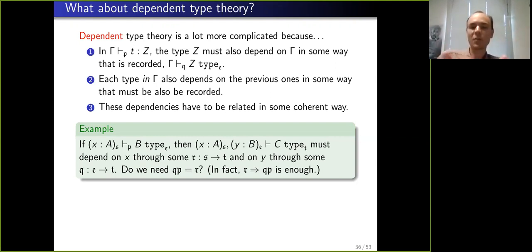So as an example, where I just have two types in the context, if B depends on A through some morphism P, and then C depends on A and B, it has to depend on them both through some different morphisms because they live in different modes, some R and some Q. And then there has to be some relationship between these three morphisms. Maybe the composite of these two equals the third one. As we'll see, it actually turns out that it's enough to have a two-cell in one direction, but it's not obvious that that's the direction you want or that a two-cell is enough. And if you start talking about contexts with many different morphisms in them, it's not necessarily clear how to generalize this. So that's the reason dependent type theory is a lot more complicated.